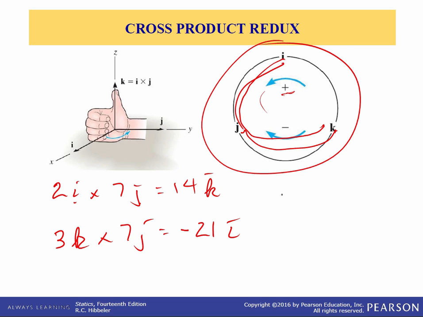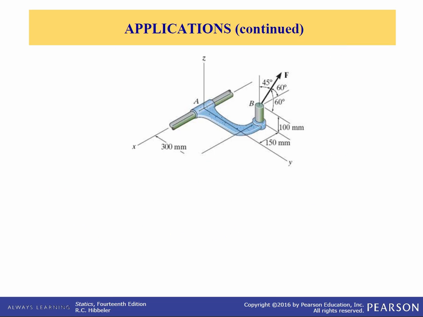So you can also use a different mnemonic. I use this one: i, j, k, i, j. When you go to the right, it's positive. When you go to the left, it's negative. So i cross j is k, j cross k is i, k cross i is j. And then backwards, j cross i is minus k, i cross k is minus j, and k cross j is minus i.